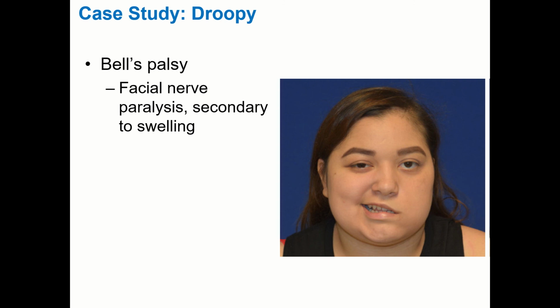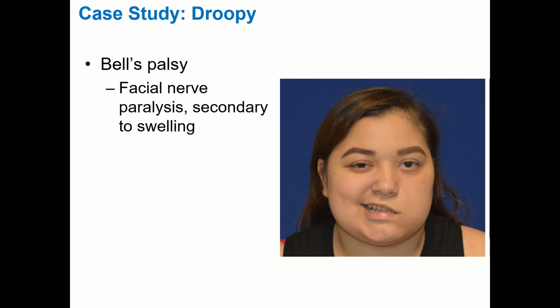And so I mentioned that it was common. Well, what causes it? Typically, it's caused by a viral infection. The most common virus that causes this is the herpes simplex 1 virus, which is the same one that causes cold sores or fever blisters in your mouth. But sometimes that same virus can affect the facial nerve. And so that swelling of the facial nerve then, again, causes all the problems that we talked about.